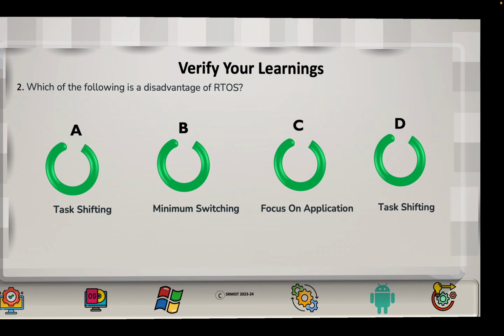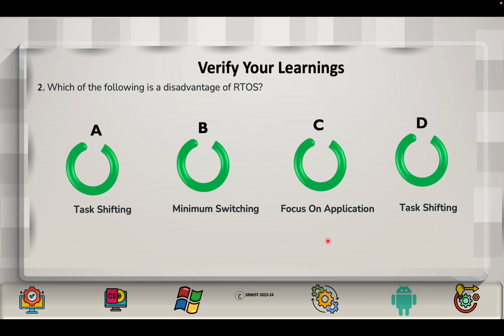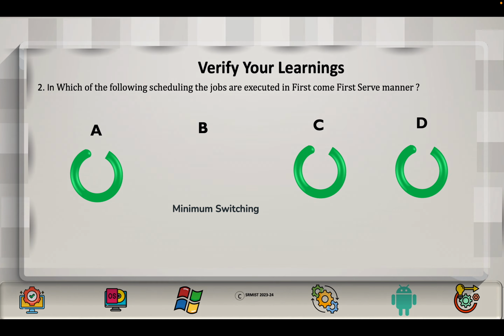The next question: which of the following is a disadvantage of RTOS? A, task shifting; B, minimum switching; C, focus on application; D, task shifting. Sorry, options A and D are repeated, so they cannot be the answer. The answer is B, minimum switching. That is the disadvantage of RTOS.